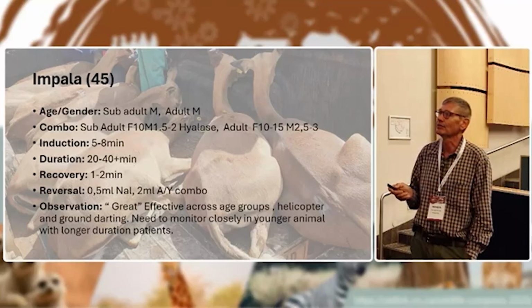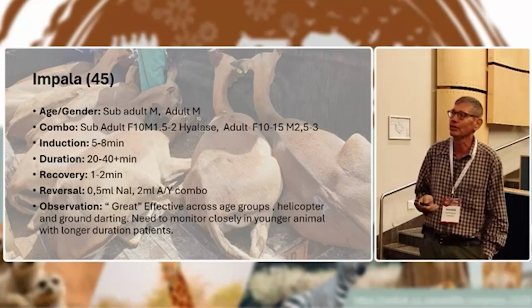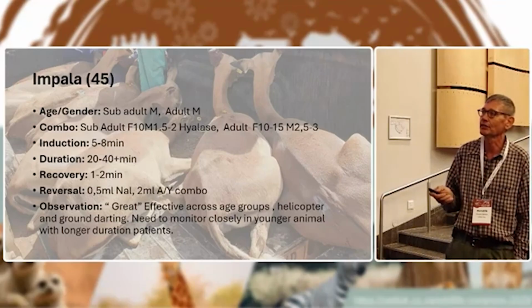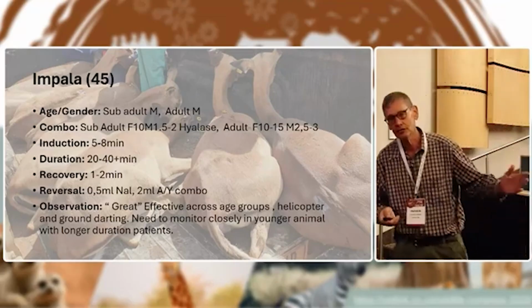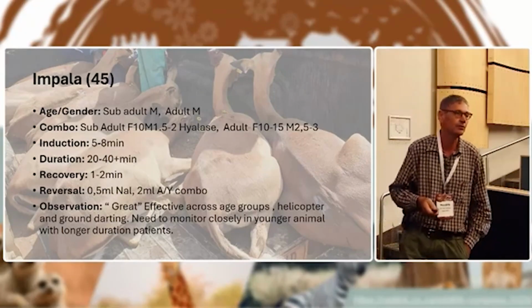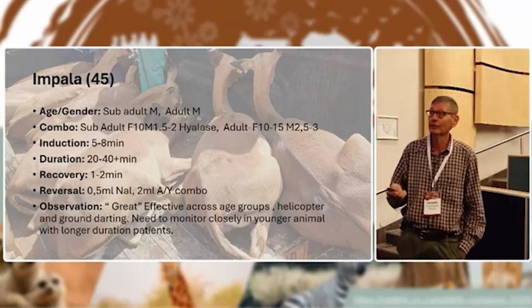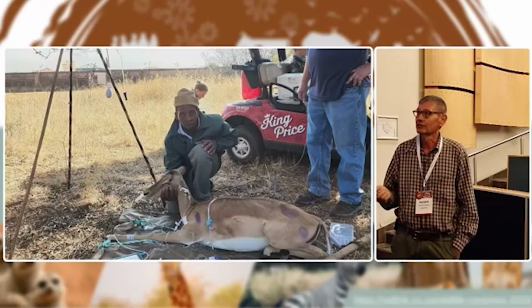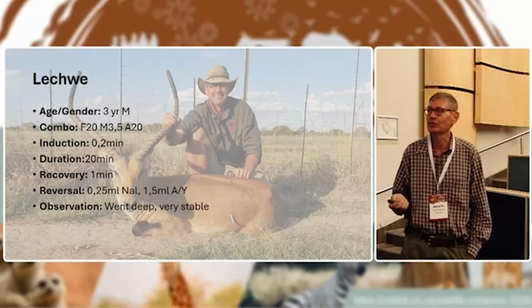In these animals, 10 to 15 fentanyl, 2.5 to 3 medetomidine. Induction time, 5 to 8 minutes. Great, effective across all groups. In one of the videos he sent me, he actually said he'll never use any of the other potent opioids on impala again. He'll definitely go with fentanyl. So that is what I also found years back.